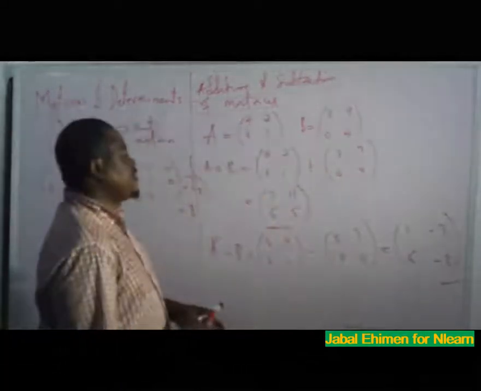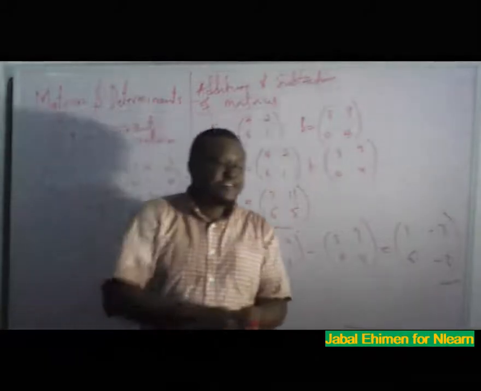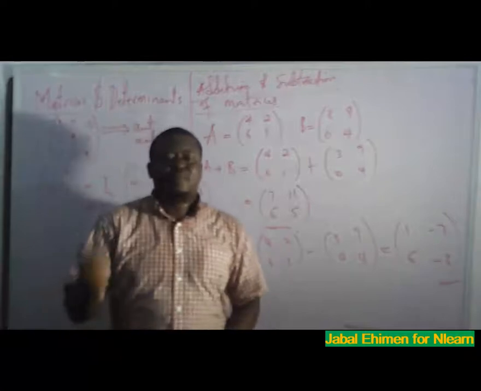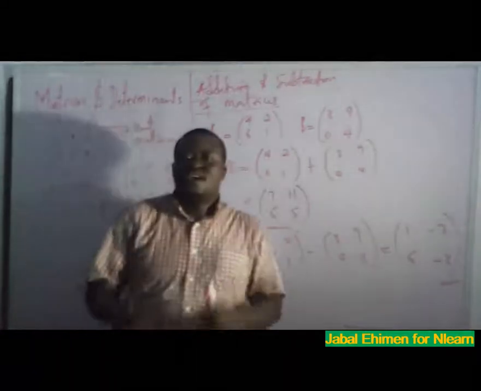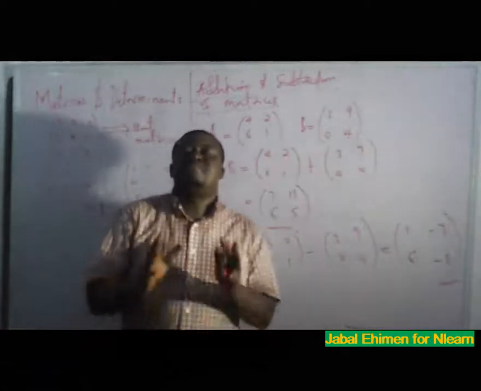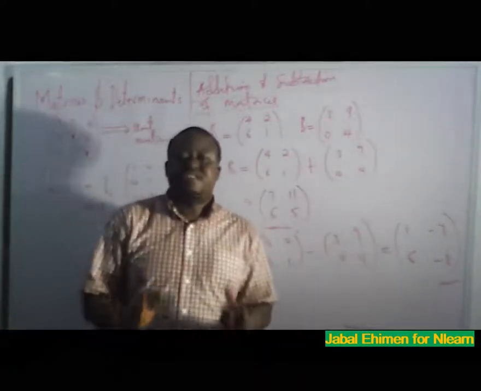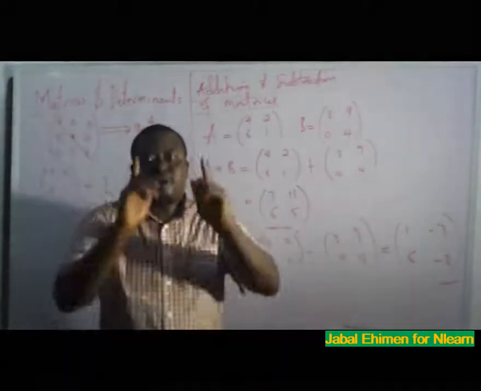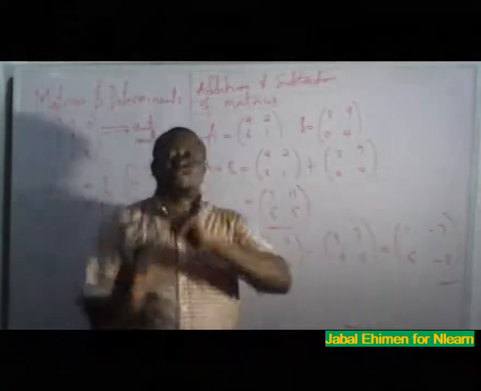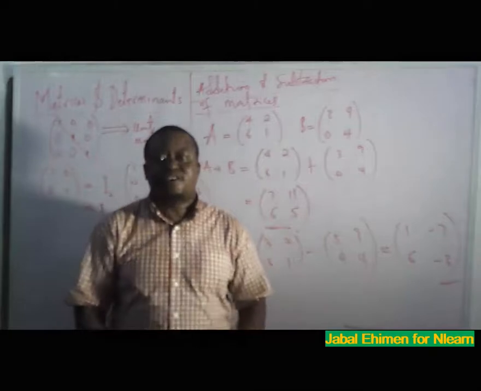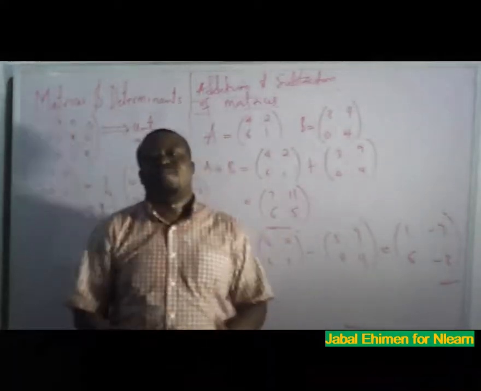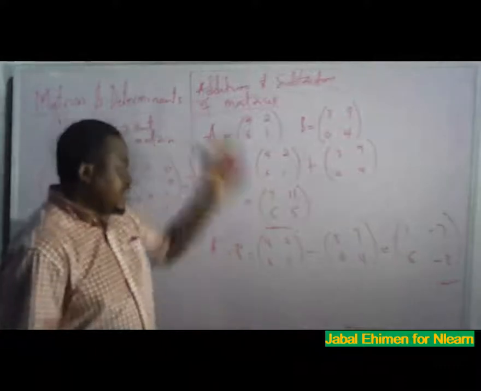So addition and subtraction of matrices is all about the elements. Just deal with the elements of the matrix, whether it's 2 by 2 or 3 by 3. But there's something you must note about matrices. Matrices that can be added or subtracted can only be matrices that have the same number of rows and the same number of columns. You can see this in your calculations.